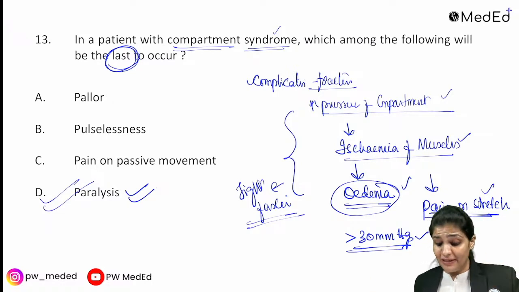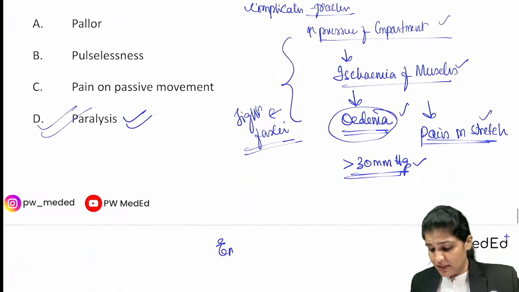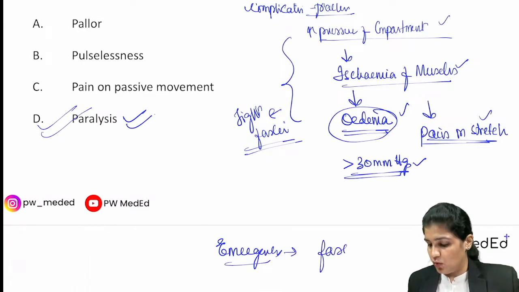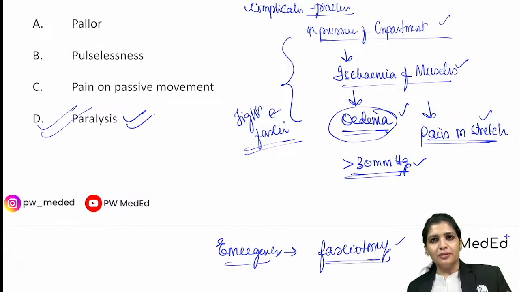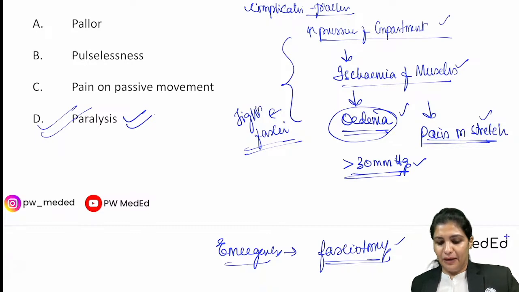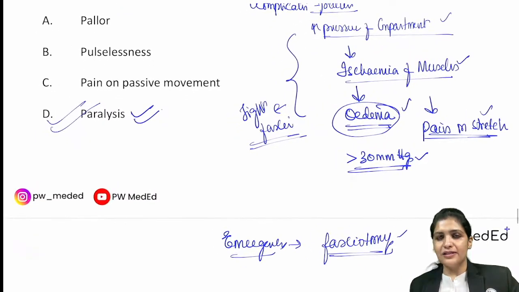So what is the treatment? This is an emergency. Treatment is fasciotomy. Always remember to do the fasciotomy, and you have to release all the compartments in the particular limb. You have to check for all the compartments, right? So fasciotomy is an emergency procedure which you have to do for compartment syndrome. And the last thing to occur is the paralysis.